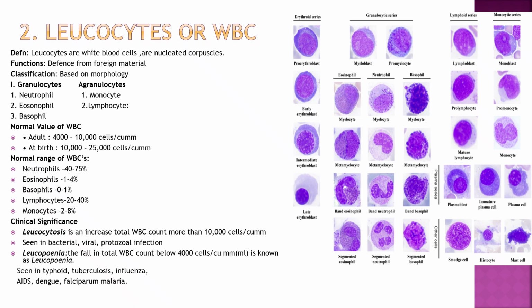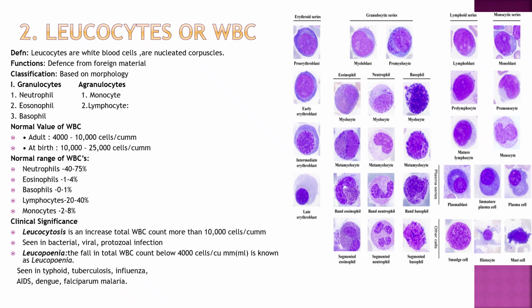The next parameter from the CBC is leukocytes, also called white blood cells or corpuscles, and they are nucleated corpuscles. Based on morphology they are divided into granulocytes, which consist of neutrophil, eosinophil, basophil, and agranulocytes, that is granules absent in the cytoplasm, and they are of two types, lymphocytes and monocytes. The normal range in adults is 4000 to 10,000 cells per cubic millimeter, and in a newborn baby it may be 10,000 to 25,000 cells per cubic millimeter.